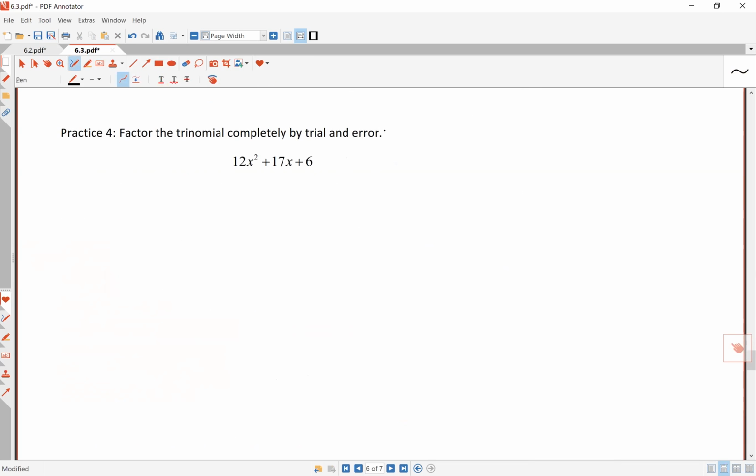You can use trial and error, or you could use grouping, whichever you prefer. On a problem like this, I prefer grouping, also known as the AC method. We take 12 times 6, which is 72, and we want two numbers whose product is 72 that sums to give us B, so we want the sum to be 17.